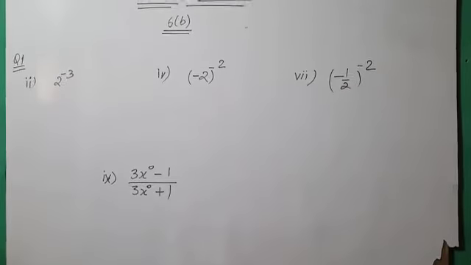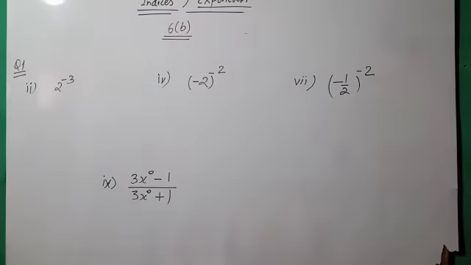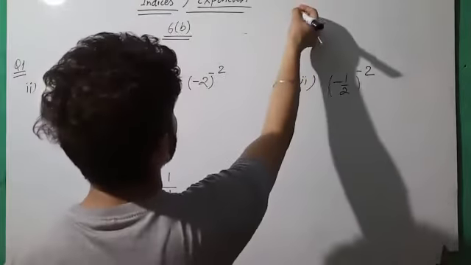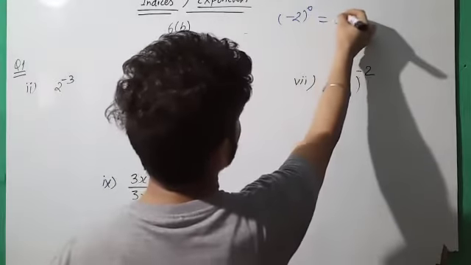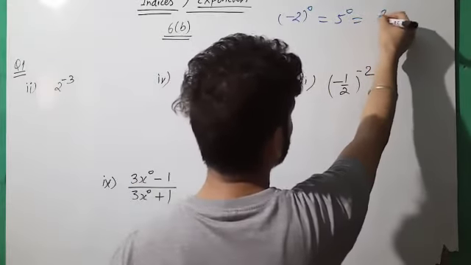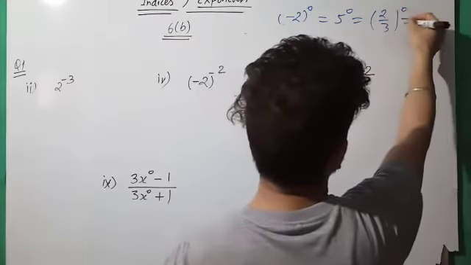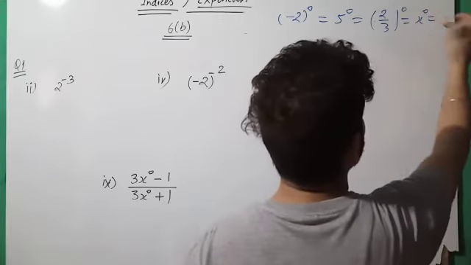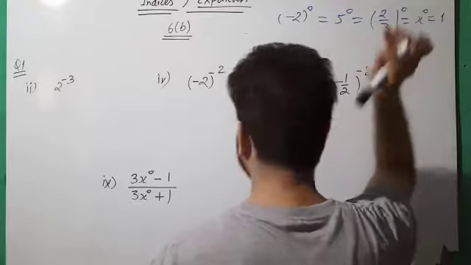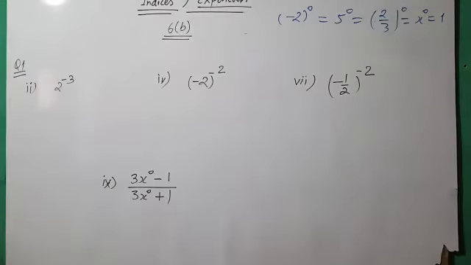The first question, part 1, is 5 to the power 0. Power 0 to any number is always 1, either negative or positive. This thing you have to always remember. Either it is minus 2 to the power 0, or 5 to the power 0, or 2 by 3 to the power 0, or x to the power 0, these are always equal to 1. Power 0 to any number or any variable is equal to 1.